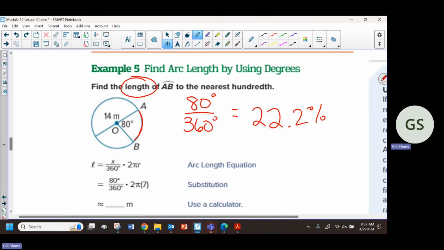Now I just say, okay, if I'm finding length, that's my key that I need to use circumference. I need to know 22.2% of the entire circumference. I didn't give you the circumference formula, but if you have it in your book, hopefully you looked it up or you just saw it right there. So what do I need to do with that 14 though?